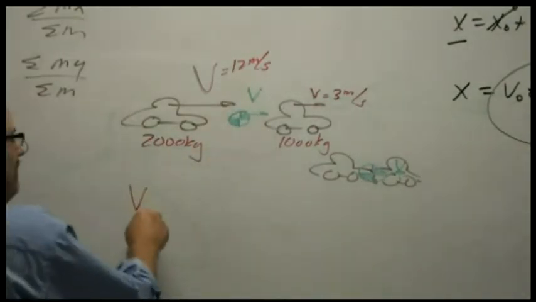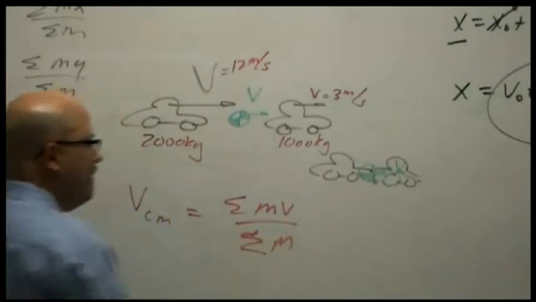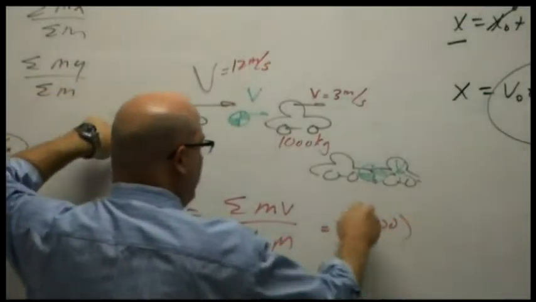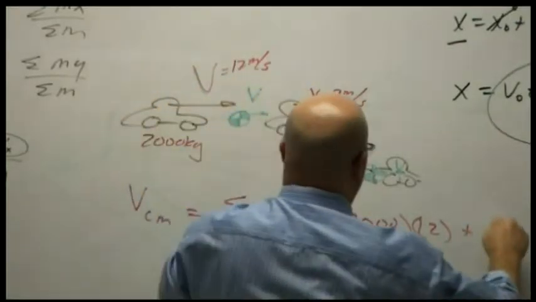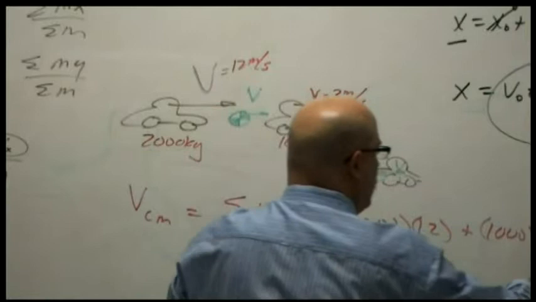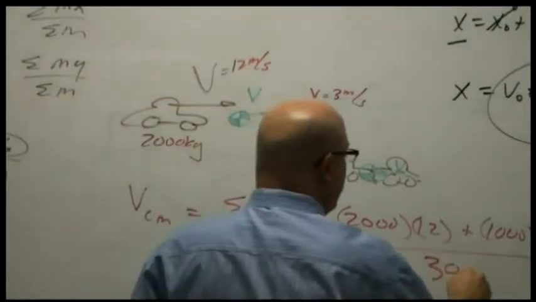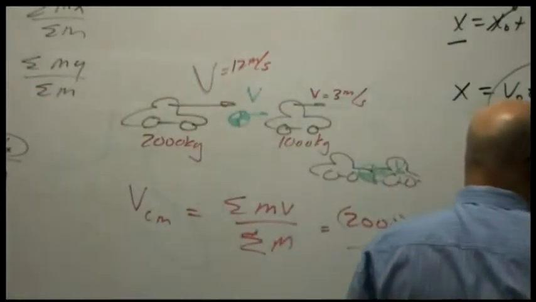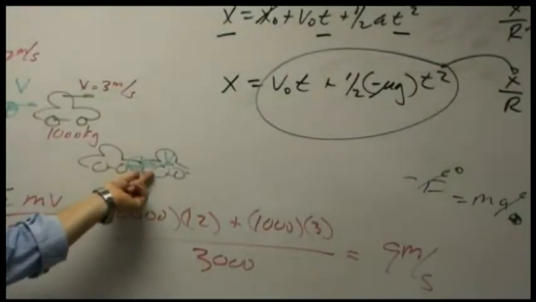Okay, velocity of the center of mass will equal the sum of the mv's over the sum of the m's. So what's this mass? 2,000. What's its velocity? 12. Plus 1,000 times 3. Now notice if they were going in opposite directions, we'd have a negative sign somewhere, right? Over 3,000. So what is that? 9 meters per second. Now, if they hit and stick together, that will be their velocity.